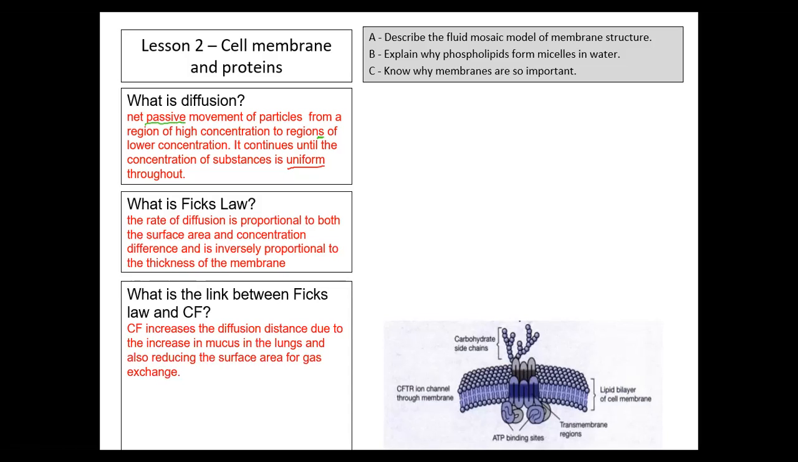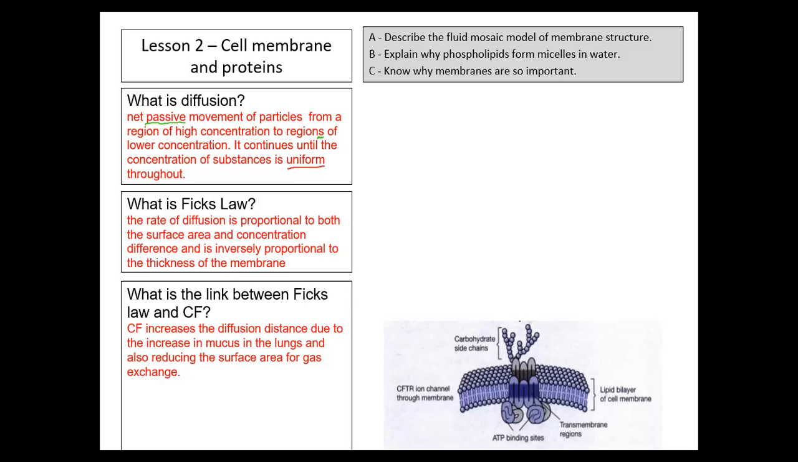Cystic fibrosis comes up sometimes in the questions on A level. And cystic fibrosis is a hereditary issue that affects the lungs. It also affects the pancreas, and it also affects the reproductive organs. And what it is, it's basically this production of an excess of mucus.